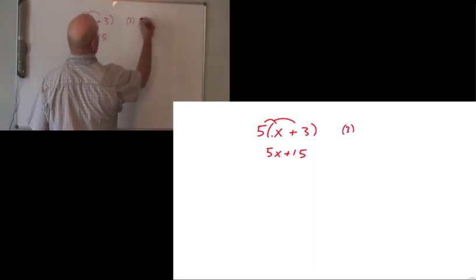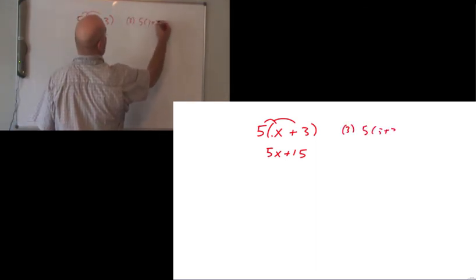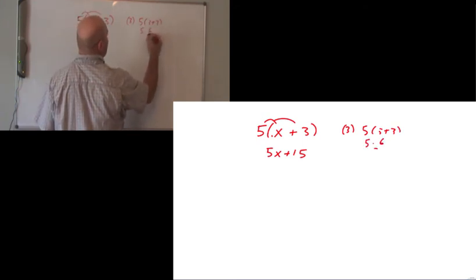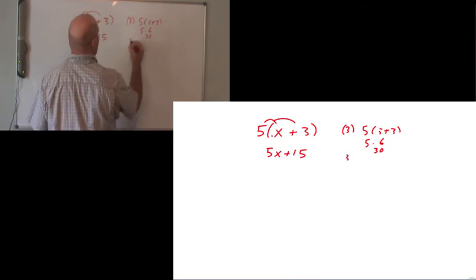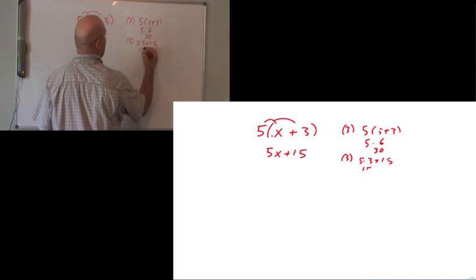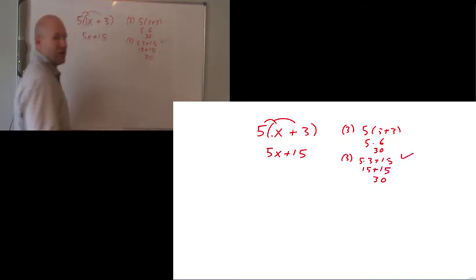I check it by plugging in the 3. 5 times 3 plus 3 (it doesn't have to be a 3, by the way, but that's what I tend to use). That's going to be 5 times 6. That produces 30. 3 in the answer makes 5 times 3 plus 15. That's 15 plus 15, which is 30. It works out just fine.